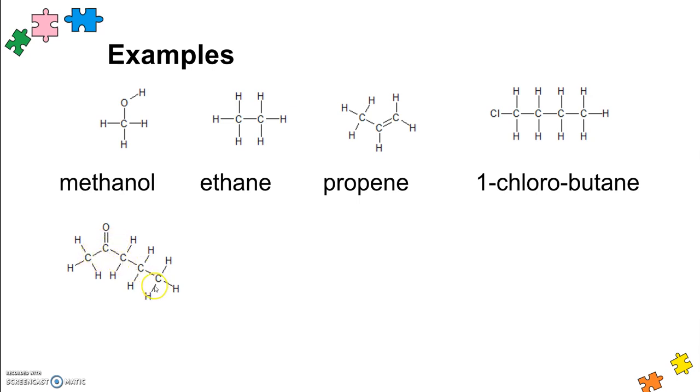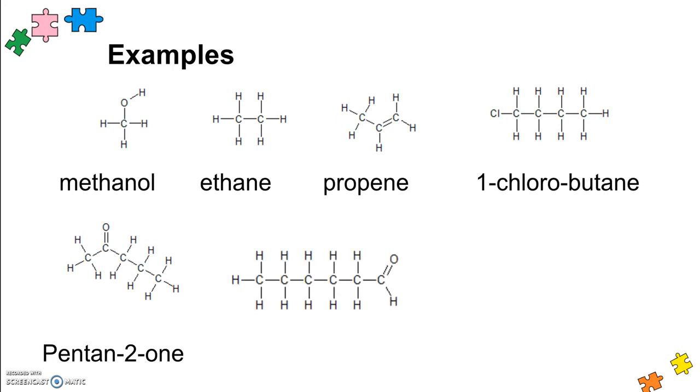And in my carbon chain, how many carbons do I have? 1, 2, 3, 4, 5. The prefix for 5 is pent. So I know the name of this example is going to be pentan-2-one. Let's look at another one.